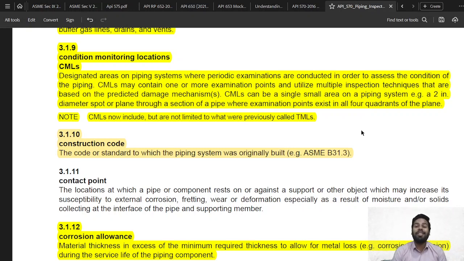In order to assess the condition of the piping, a CML may contain one or more examination points and utilize multiple inspection techniques that are based on the predicted damage mechanism. A CML can be a single small area on a piping system, for example a 2-inch diameter spot, or a plane through the section of the pipe where the examination points exist in all 4 quadrants of a plane.